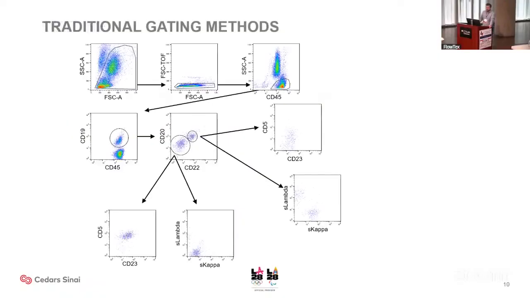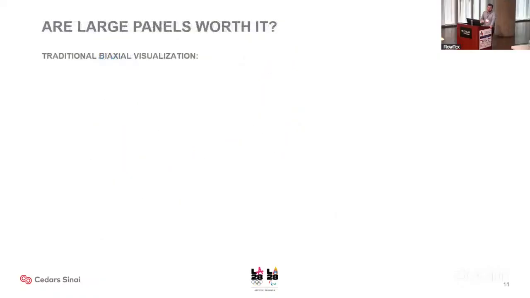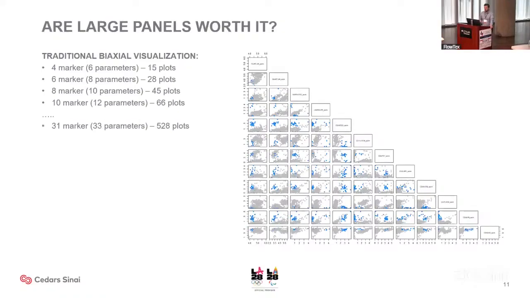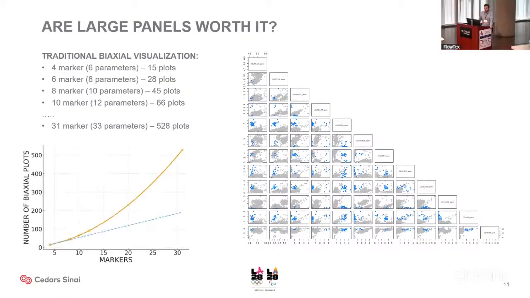So with large panels, there comes a lot of issues. So classically, we think of gating in biaxial plots, and we'll go for more granular and granular populations until we find the populations that we really care about for making a diagnosis. And if we think about biaxial plots that we can make with just normal flow cytometry data, so if we have 4 fluorescent channels and 2 scatter channels, that's 15 plots, and this increases very quickly as we increase our marker count. And when we get to 31 markers, we're talking about 528 different plots you could start to visualize. And this really isn't a linear relationship, it's more of a quadratic relationship.